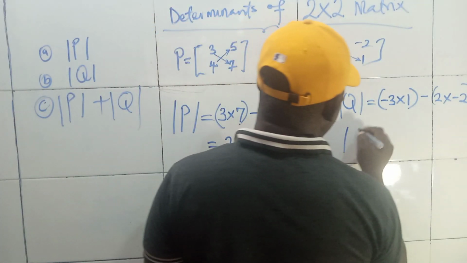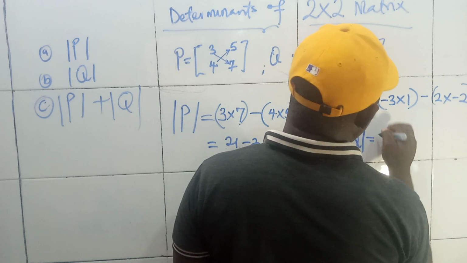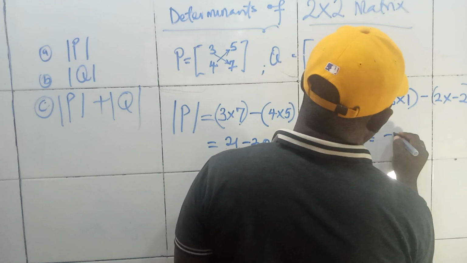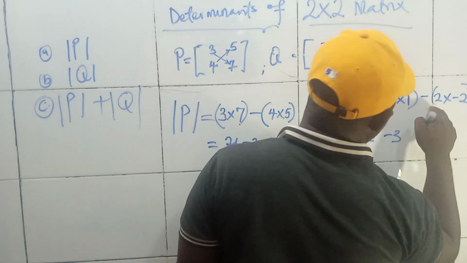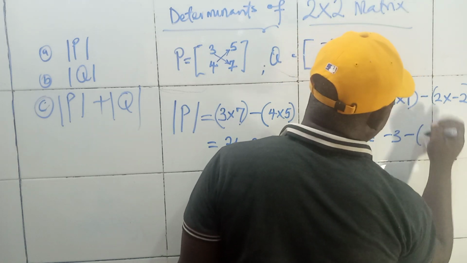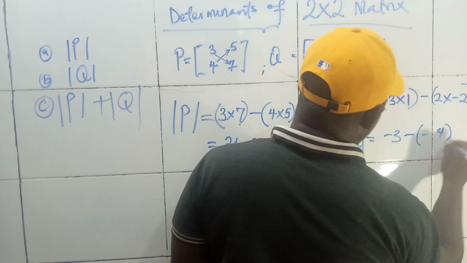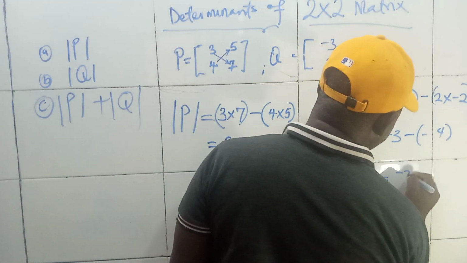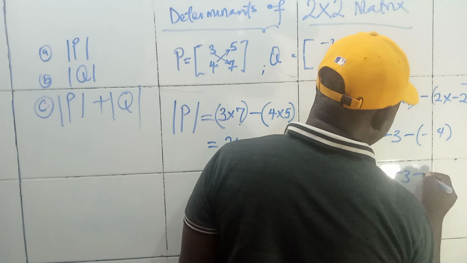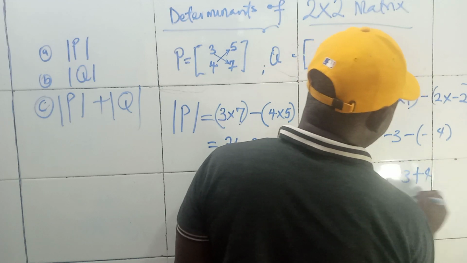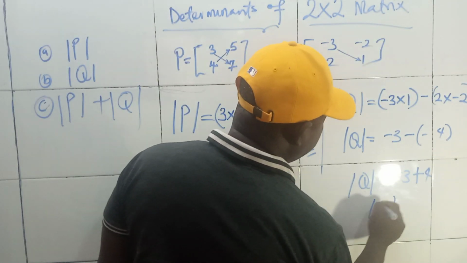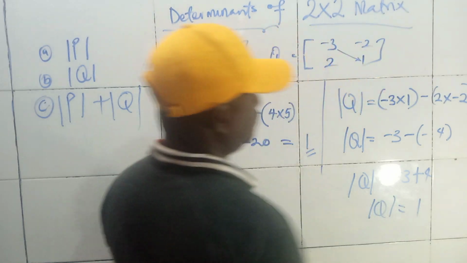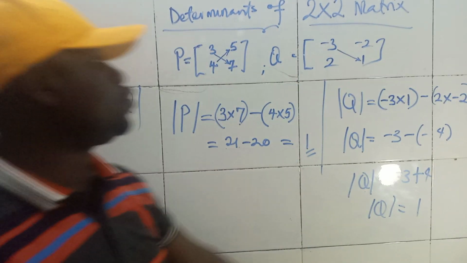So you now have determinant Q is equal to minus 3 times 1, which is minus 3. So you now have minus into bracket 2 times 2, that's minus 4. We have determinant Q equal to minus 3, minus times minus is equal to plus. So you have minus 3 plus 4. So determinant Q is equal to 1.